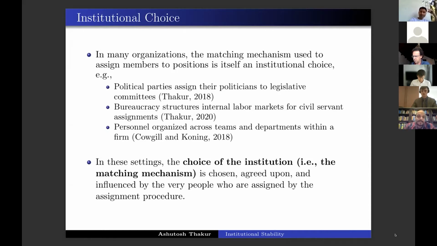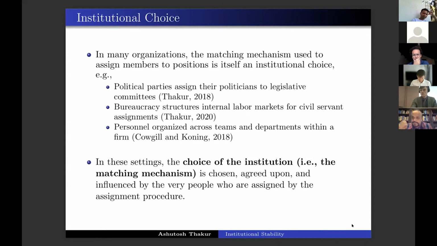For example, in the US Senate, political parties assign their politicians to legislative committees. They have to figure out how to design these systems. In India and in other places, the bureaucracy has to structure internal labor markets. Even in private firms, such as Google, this third bullet point, personnel are organized internally using different types of mechanisms. And in these particular types of applications, the choice of the institution is chosen, agreed upon, and influenced by the very people who are being assigned.